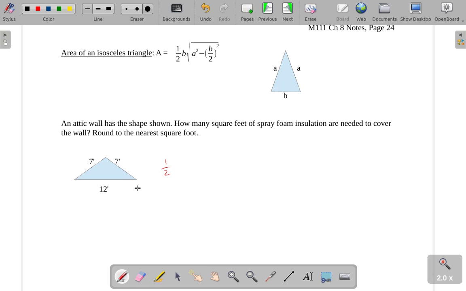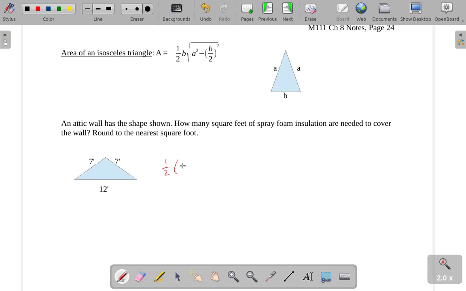So we get 1/2 times base. The base here, well, okay, I'm calling it a base, but it's really B. It actually does kind of function as a base in this one, though. So if you're having trouble remembering, you could think of the B as the base here.